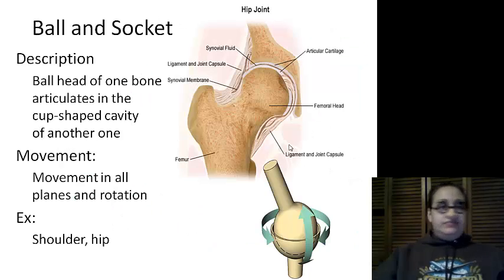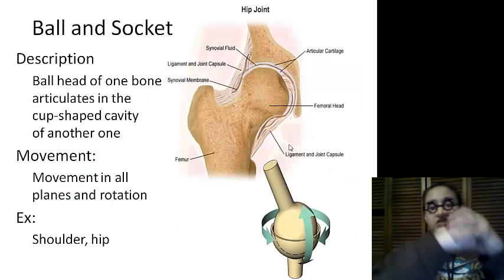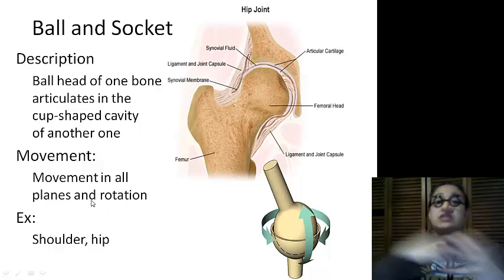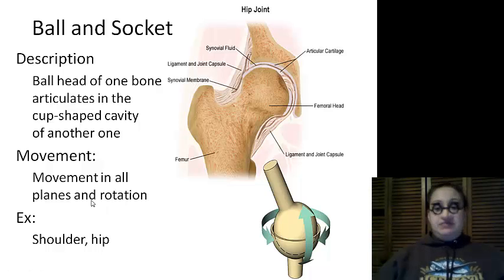The ball and socket makes sense. Ball, and then a socket that encloses all around it. Still allows movement. So the ball of the head of one bone articulates in a cup-shaped cavity in another. Allows movements in all planes and rotations. This is going to be our shoulders and our hips.